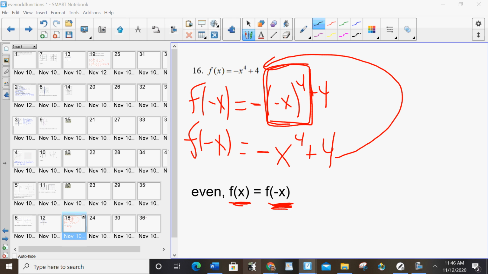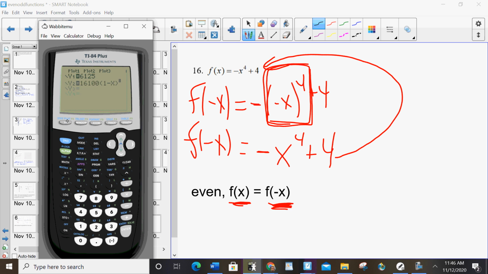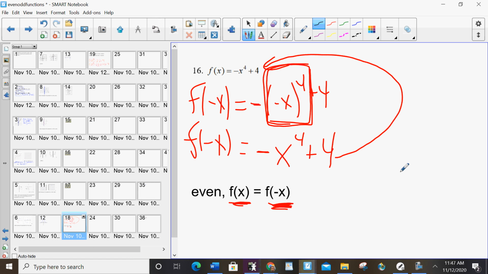Also, I could always go to my calculator. I could go to y equals and enter negative x to the fourth plus 4. I can look at the graph. Is that symmetric to the y-axis? Yes. Therefore, it's even. But if it says to do it algebraically, you have to do it by substituting negative x and showing it's the same as the original.